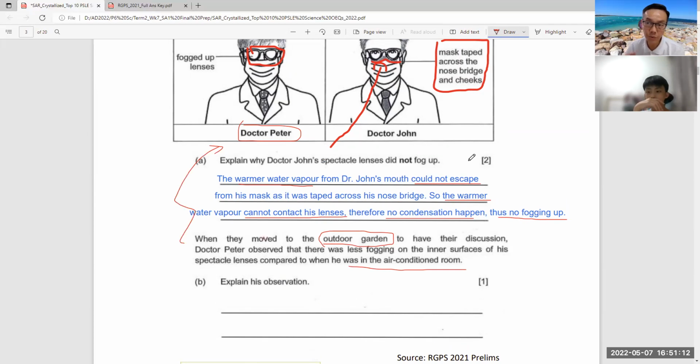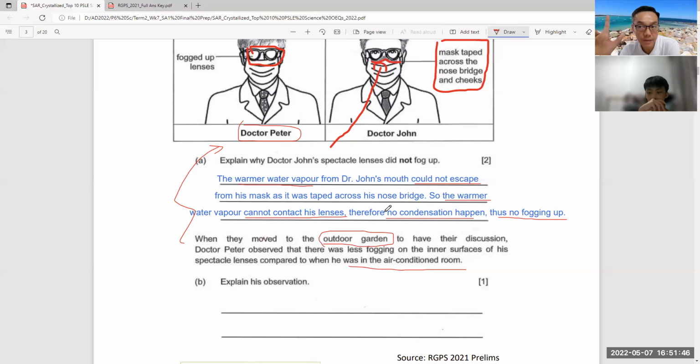So what happens if you walk outdoor? You must talk about the temperature difference. Our human body temperature is about 37 degrees. So we expect the warmer water vapor to be also at that temperature. If you walk outdoor, compared to the indoor temperature, the outdoor temperature is higher, right? So naturally, the spectacle will also gain heat. For example, let's say outdoor now is 30 degrees. Your body temperature is 37.